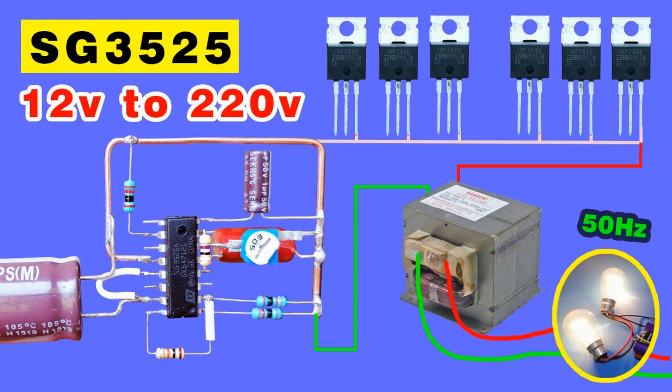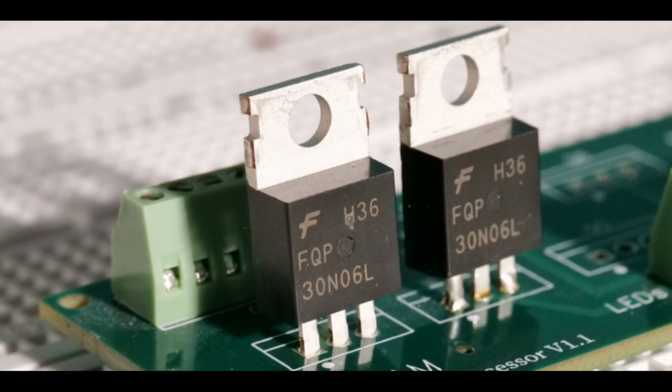Applications of MOSFETs in power management. DC-DC converters. Buck converters. MOSFETs are used to step down voltage efficiently by switching on and off rapidly, controlling the output voltage through pulse width modulation, PWM.